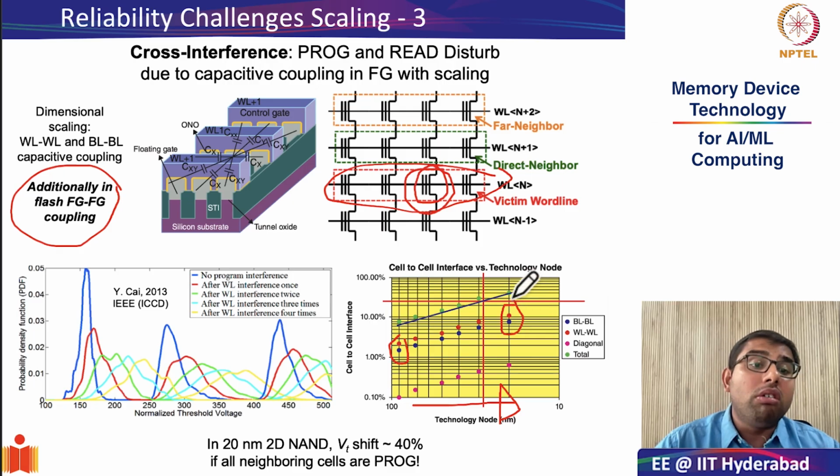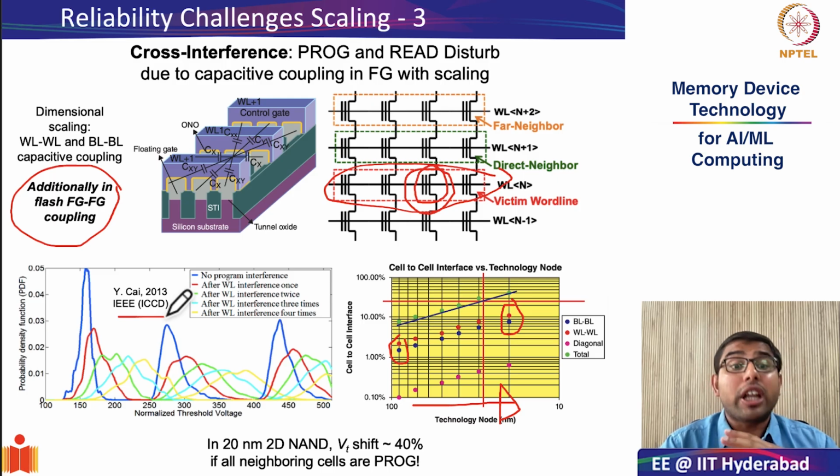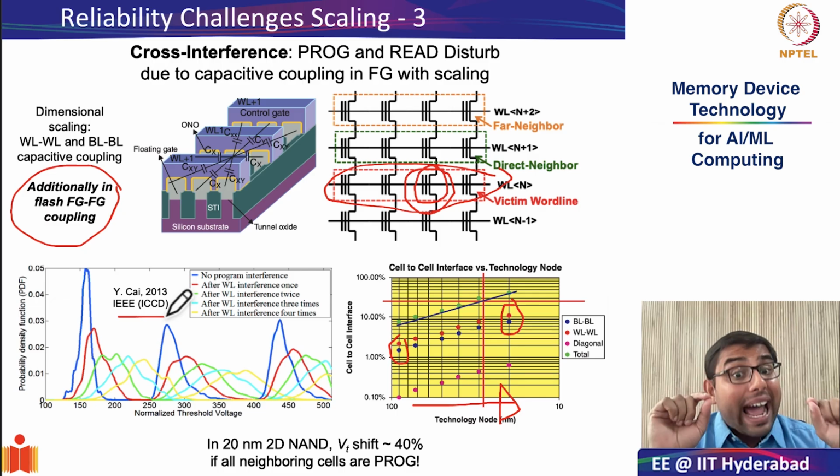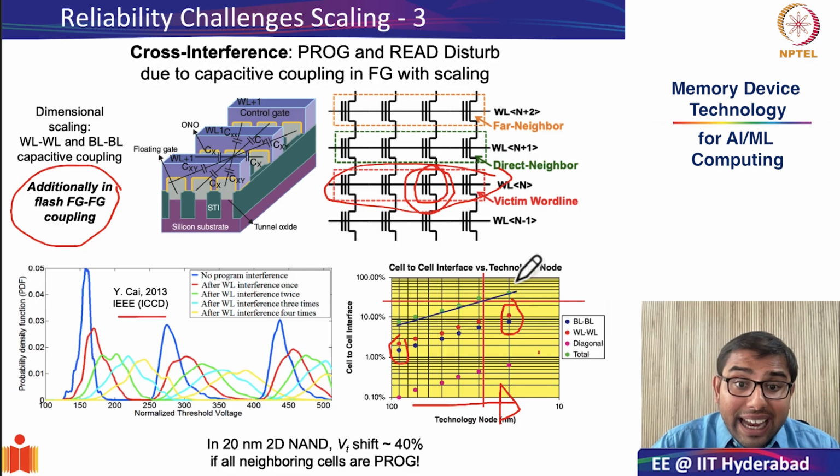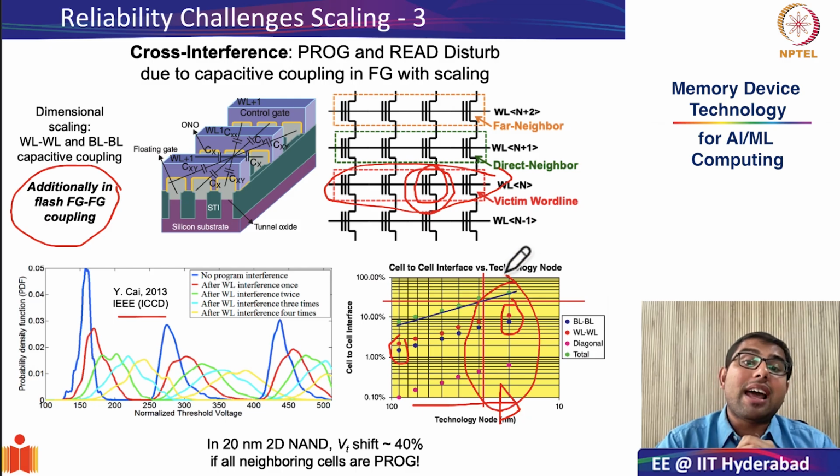And it has been shown, especially in this particular paper, again by CMU, that in 20 nanometer 2D NAND flash cells, the shift in the threshold voltage could be close to 40% if all the neighboring cells are continuously being programmed. Now, this is a major issue, and that is why I had said cross interference effects will be one of the main reasons, the Achilles heel, why it will be difficult to scale 2D NAND flash beyond 20 nanometer node.